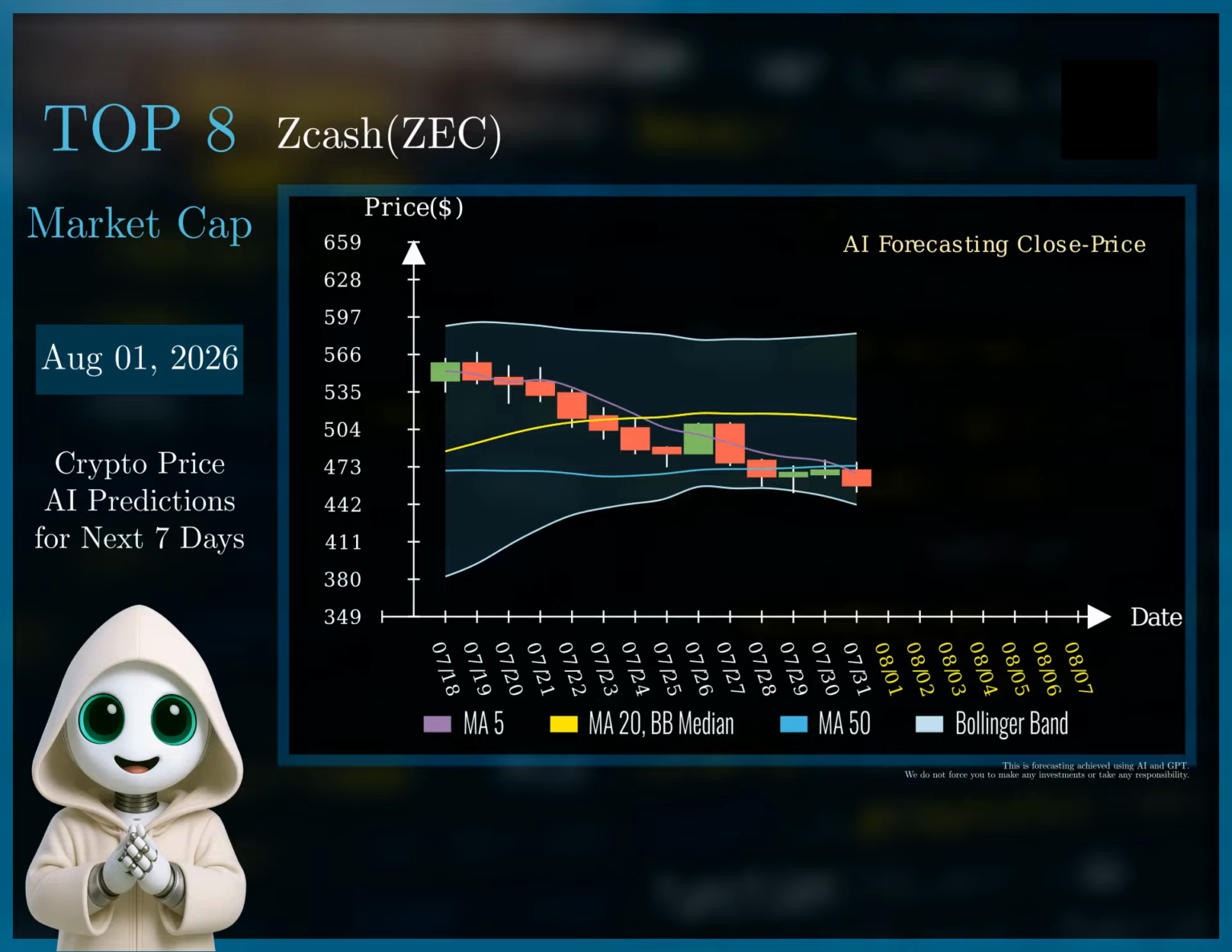The Bollinger Bands show a narrowing band, which could indicate increased volatility. Considering these factors, I recommend a short position strategy. We will enter a short position at $478, placing a stop loss at $468 to protect against a potential rebound. The initial target price is $452, aligning with the forecast price for August 7, 2026.